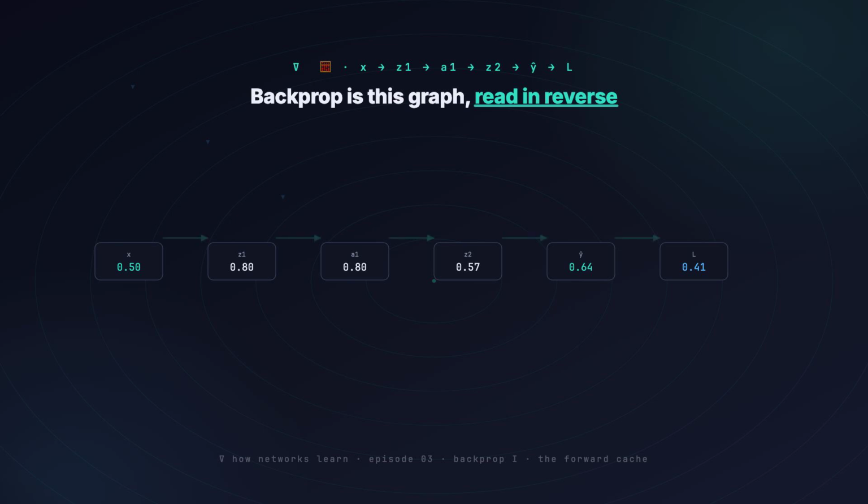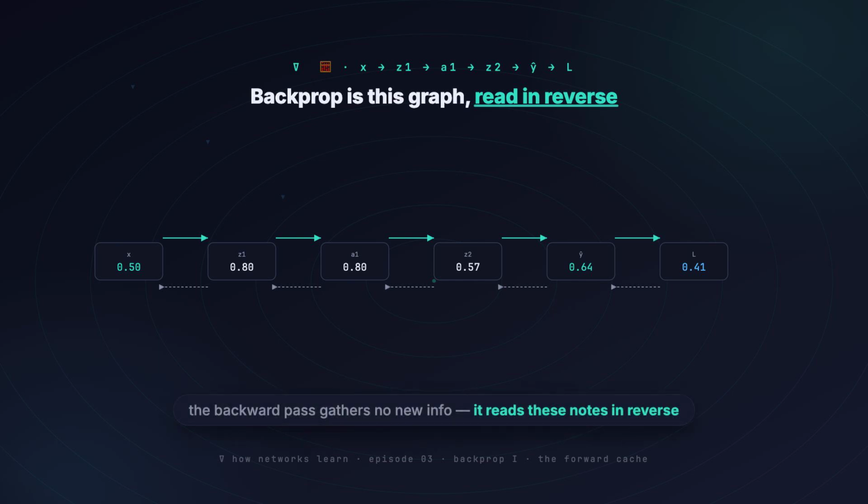The misconception this busts is the biggest one: that backprop is some separate, mysterious second algorithm. It isn't. Backprop is just this exact graph read in reverse, multiplying the cached values you already collected. No new information gets gathered on the way back. Every number the gradient needs was written down right here on the way down. That's why we obsess over the forward pass before touching a single derivative.